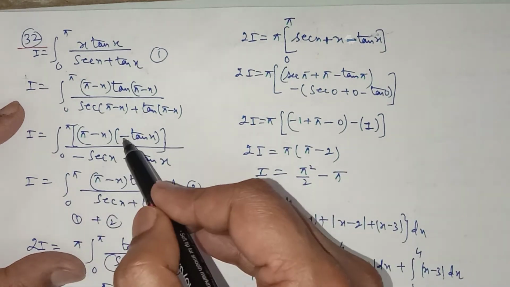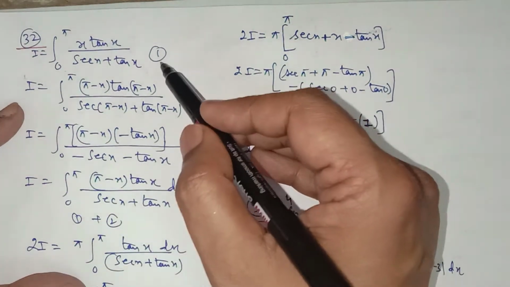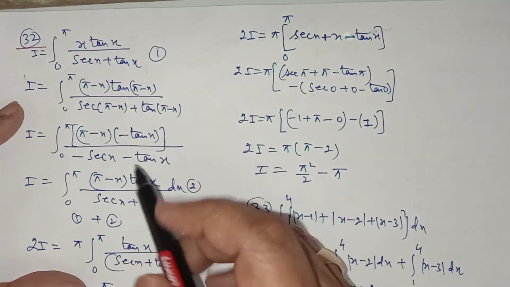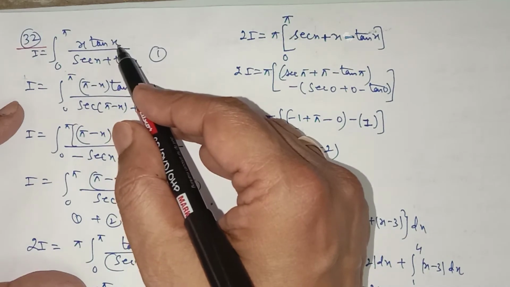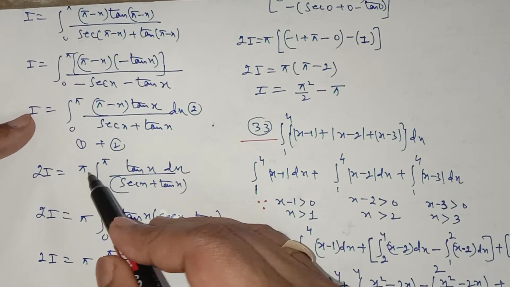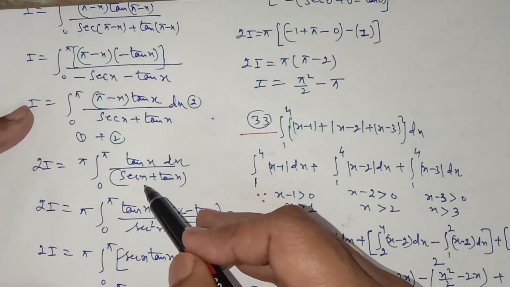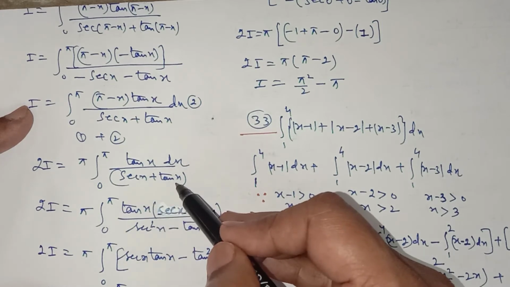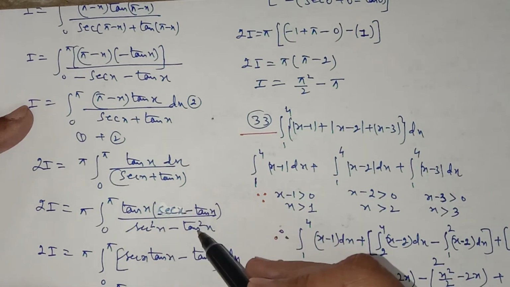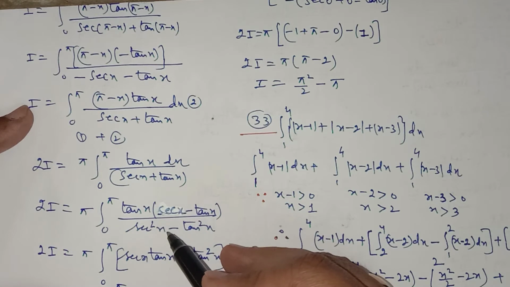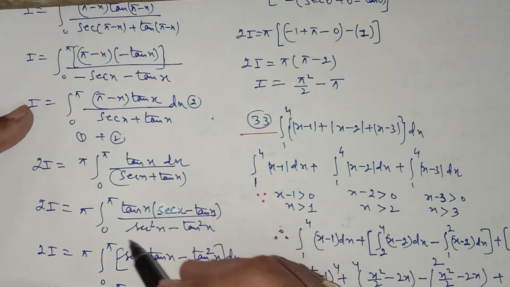Taking minus common, this will be cancelled out with this. Now with step number 1 and step number 2, when we add these two, x tan x will be cancelled out with x tan x. So we will get only pi tan x. Say it very clearly, pi tan x. Now in the denominator we have sec x plus tan x. So when we multiply the denominator by sec x minus tan x, in the denominator we will get sec square x minus tan square x. So a plus b, a minus b, a square minus b square. Multiplying and dividing by sec x minus tan x, this is equal to 1.